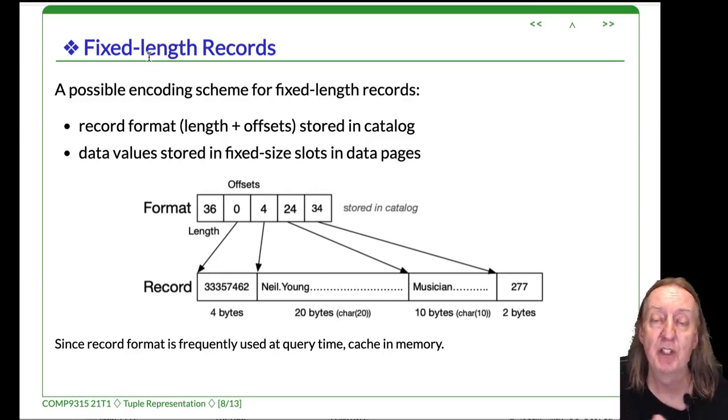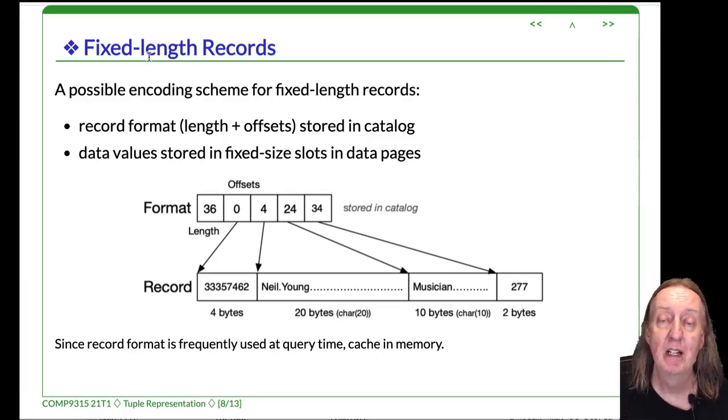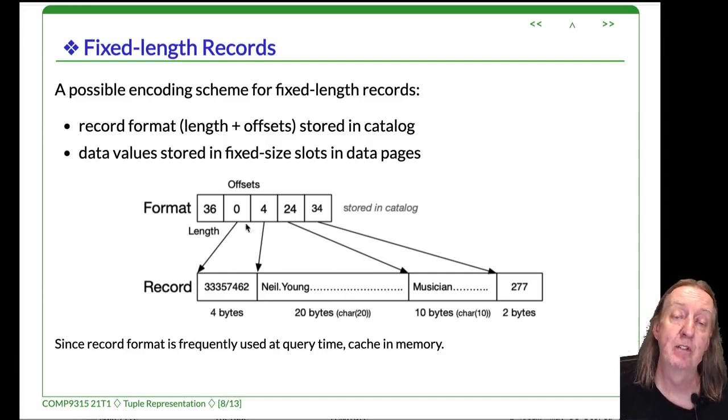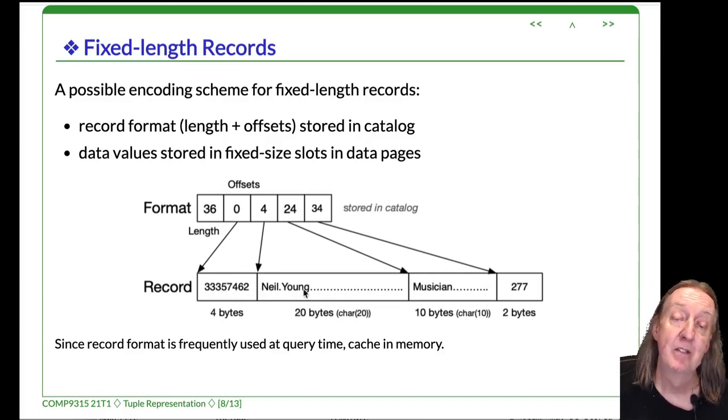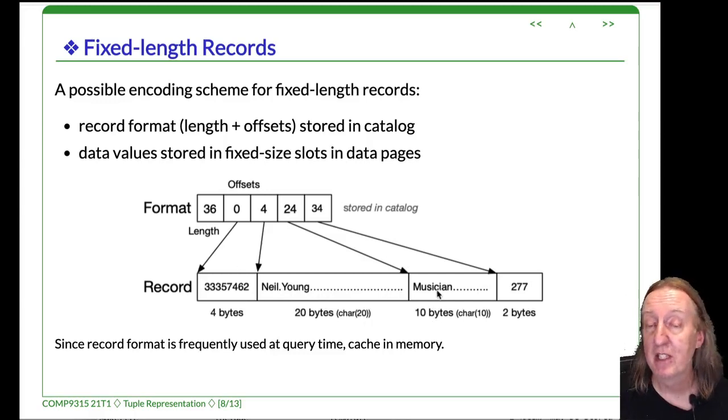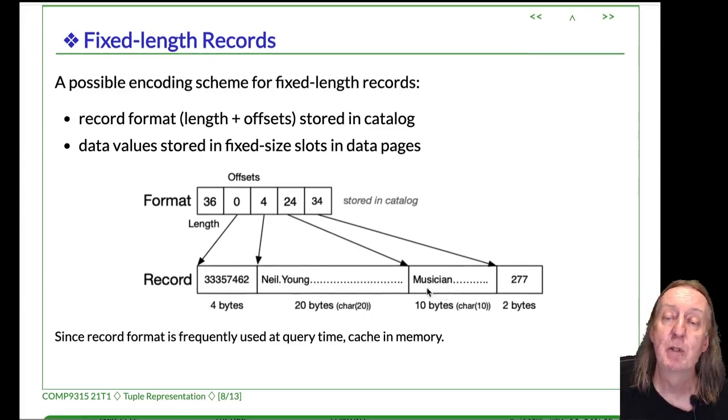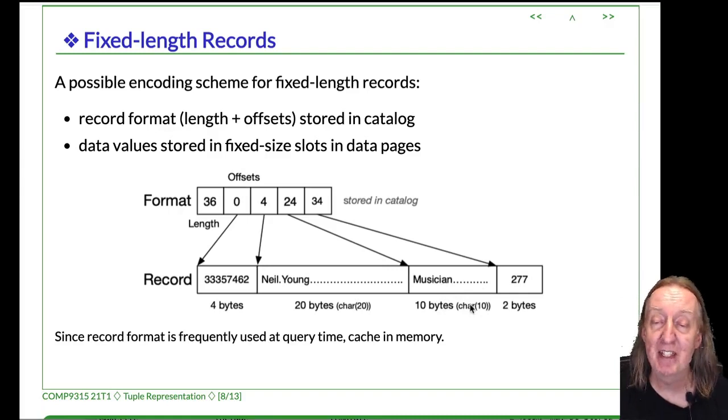Each attribute is the same size in all the records. So in this case, the first attribute is 4 bytes, the second attribute 20 bytes, regardless of how long the actual string is. So it'll be blank padded. Similarly, the job description is up to 10 bytes. In fact, we've changed from our definition. Got to watch that carefully.